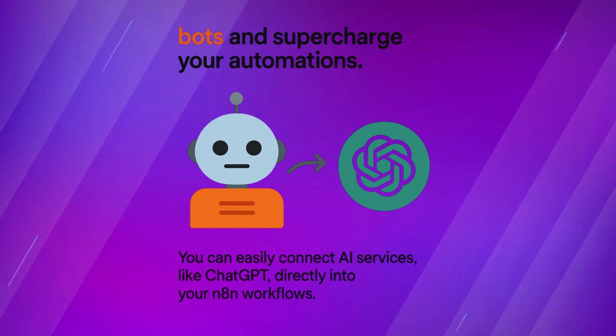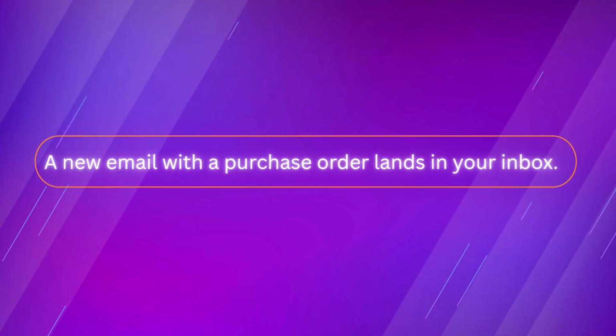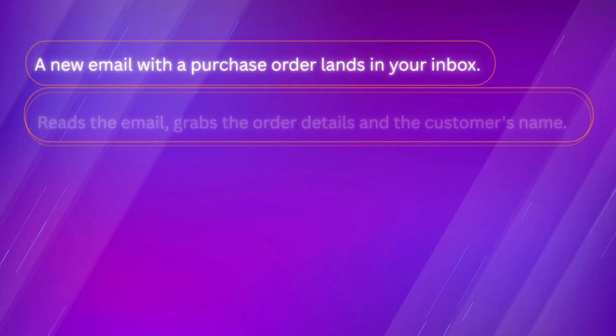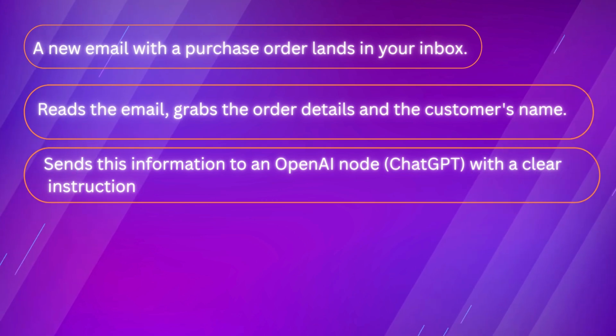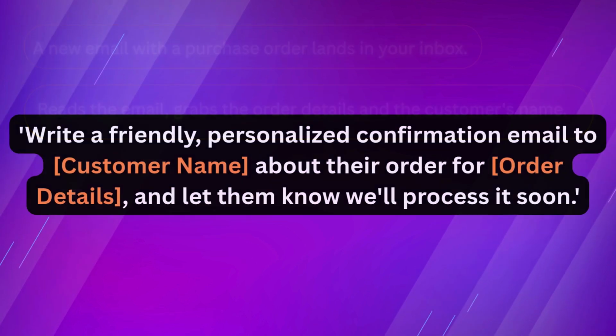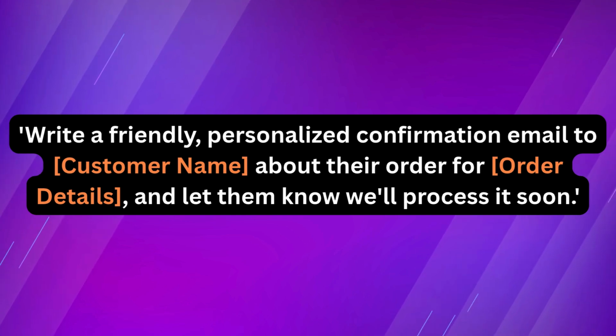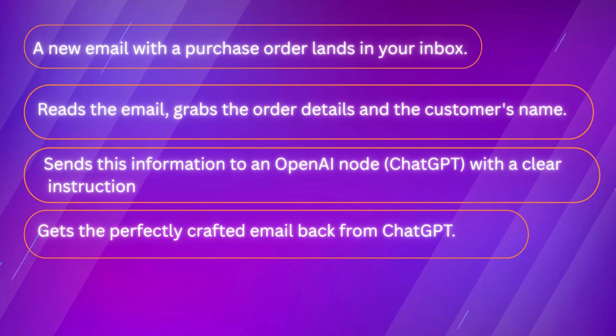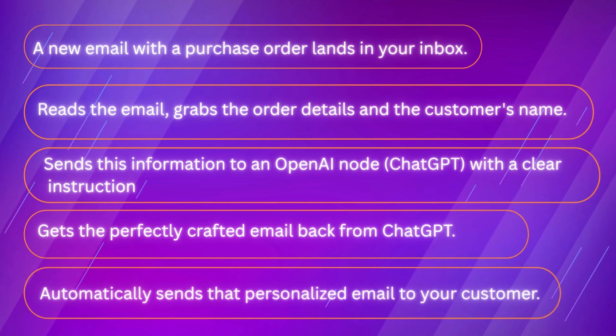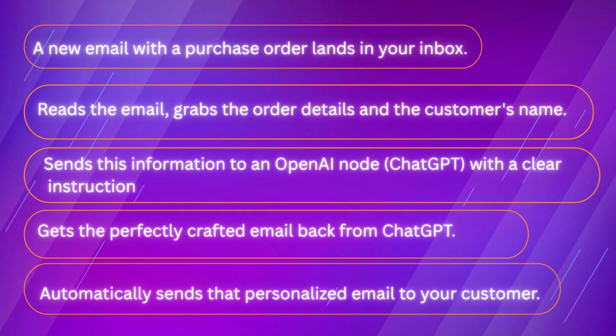Let's revisit that purchase order example with AI in full focus. Trigger: a new email with a purchase order lands in your inbox. Action 1: n8n reads the email, grabs the order details and the customer's name. Action 2: n8n sends this information to an OpenAI node, ChatGPT, with a clear instruction, something like, write a friendly personalized confirmation email to customer name about their order for order details and let them know we'll process it soon. Action 3: n8n gets the perfectly crafted email back from ChatGPT. Action 4: n8n automatically sends that personalized email to your customer.